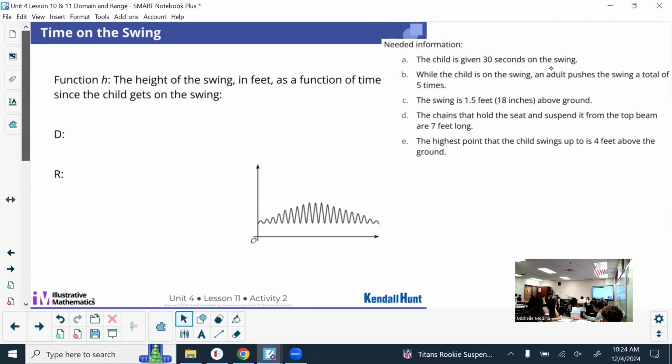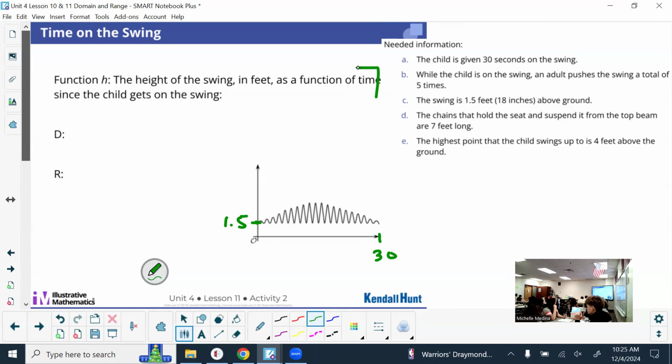We have the child is given 30 seconds on the swing. That means here's where it hits 30 seconds. While the child is on the swing, the adult pushes the swing a total of 5 times. That's a different function. The swing is 1.5 feet above the ground. So that means here's where it's 1.5. The chains that hold the seat and suspend it from the top beam are 7 feet long. We don't need that for this function. That is height of the swing since the child gets on it. And the highest point that the child swings is up to 4 feet above the ground. So it goes up to 4.